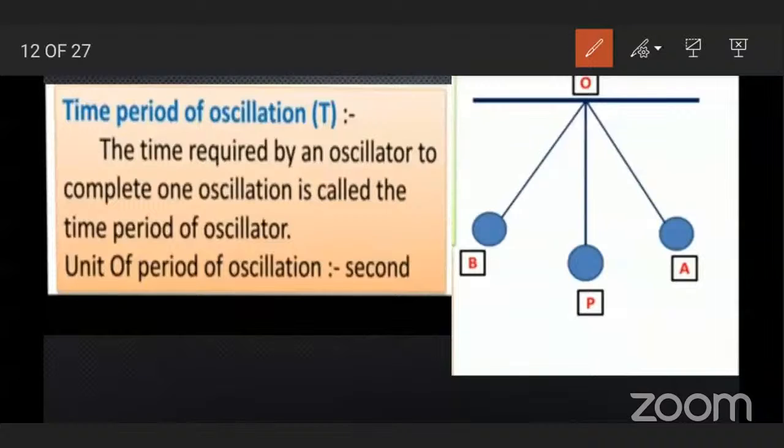Okay. In 1 second, how many oscillations are completed? It is called time period of oscillation. And the unit of time period of oscillation is second.